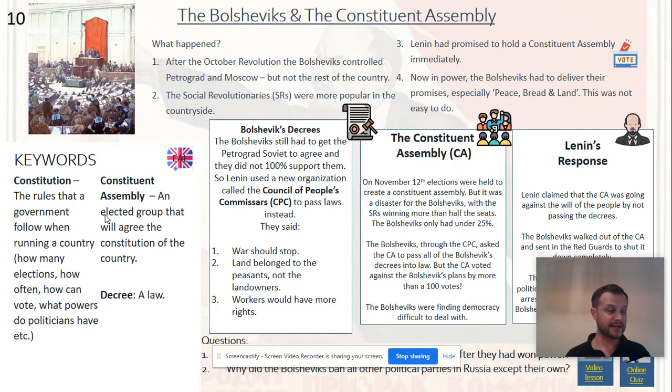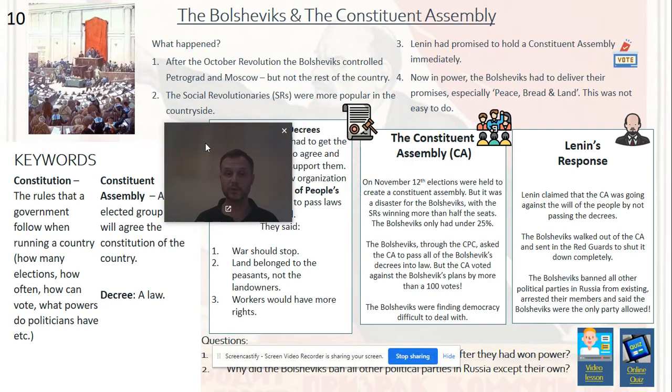So the Bolsheviks and Lenin are finding democracy a real headache, right? Because it's not doing what they want it to do. It's not passing their laws for them. So how does Lenin respond? Well, he claims that the Constituent Assembly is going against the will of the people by not passing the laws of the CPC. So the Bolsheviks do a classic stunt.